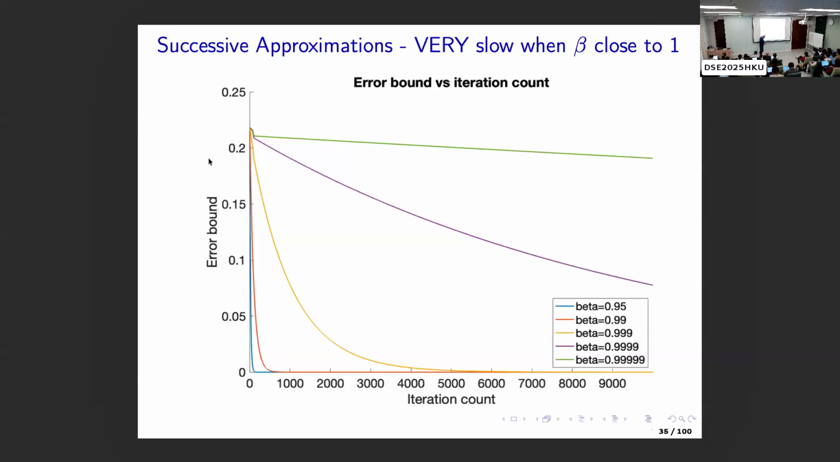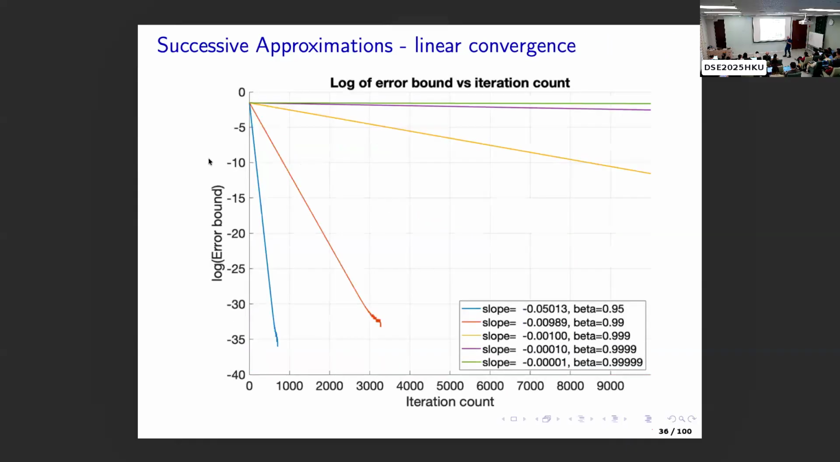And you can see that if the discount factor is 0.95, it goes very quickly. If it's closer to 1, it goes very slowly. If you take the log of the error bound, you really see the linear convergence. The slope of these lines is going to be log beta, so with beta very close to 1, the slope is flat and nothing happens.